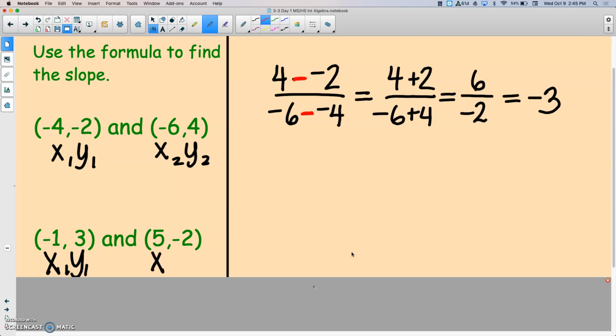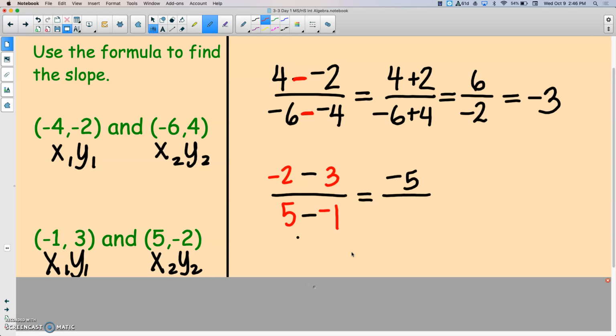Last one, I think. xy, first ordered pair, and xy, second ordered pair. So I've got my subtraction, y2 minus y1, x2 minus x1. Negative 2 minus 3 is negative 5. The bottom of the fraction, the denominator, simplifies. 5 plus 1 is 6. So this one is negative 5/6. And that one does not reduce.